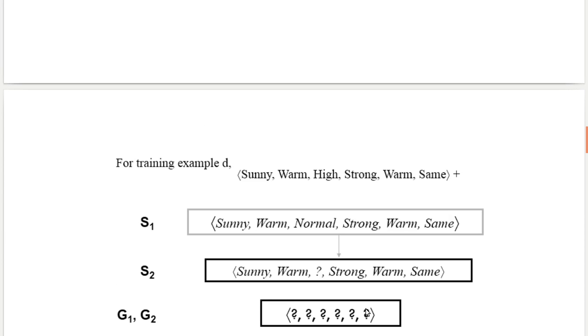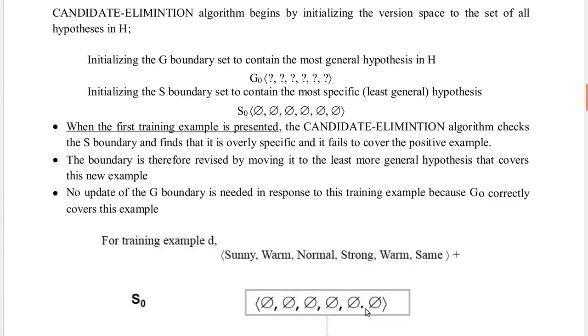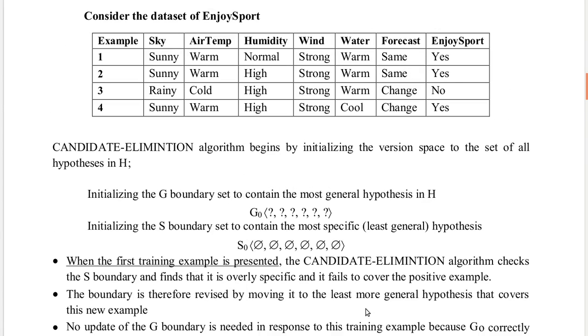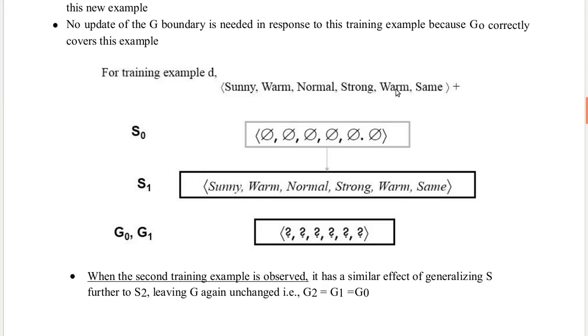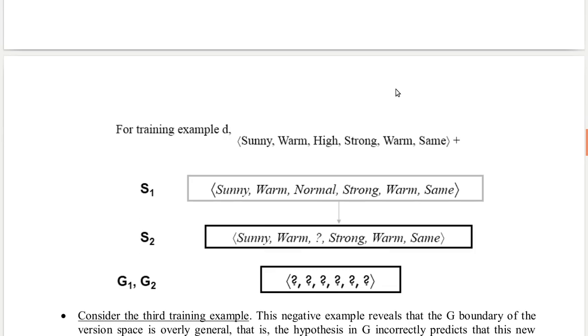Now moving on to the third training example. When we look into the third training example, it is a negative training example. So in this case we have to update the G and refine the S. Now how to update the G? We will first look at what are the different values that are present for the third training example. The third training example has rainy, cold, high, strong, warm and change. So let us see how to update the value of G.